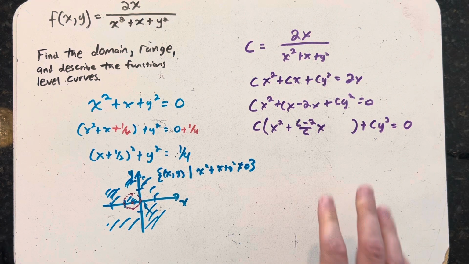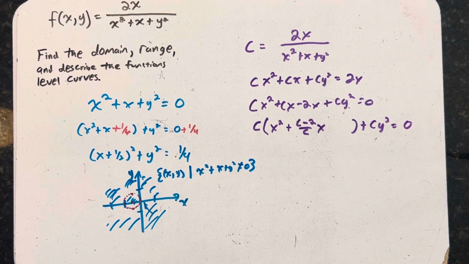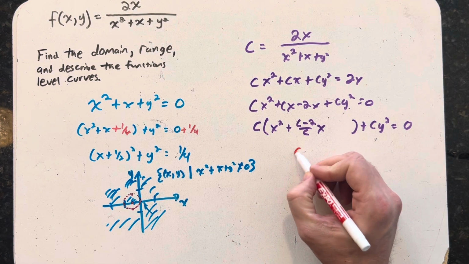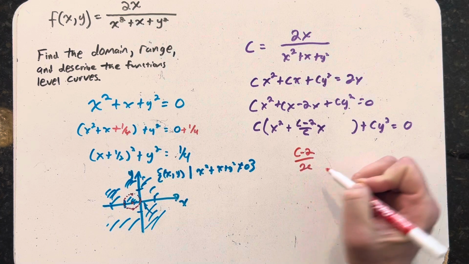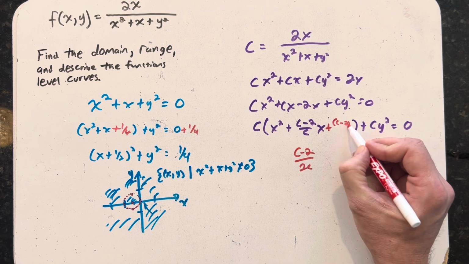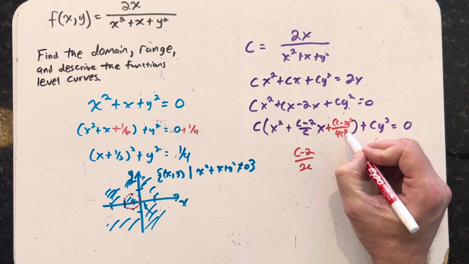All right, well, again, I'm thinking about this as a circle. I'm going to complete the square one more time and then think about what this level curve is going to be in the plane. So let's see, I need to divide this middle term by 2, so that would give me (c minus 2) over 2c. I square that, and so (c minus 2) all squared over 4c squared.